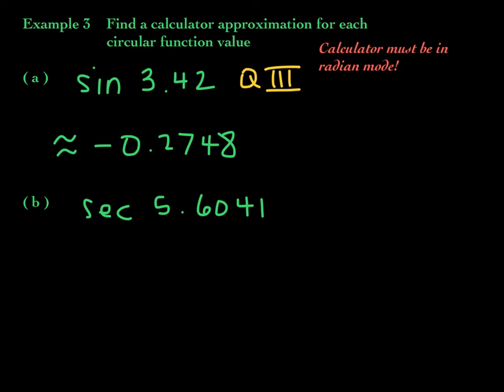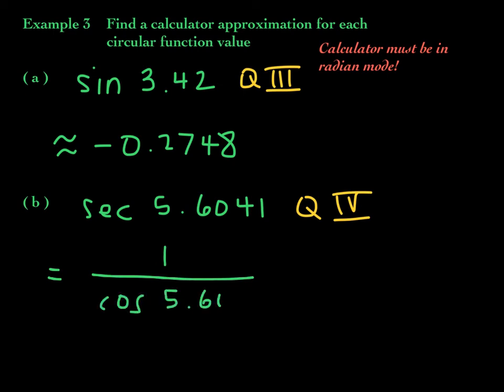The next one is secant of 5.6041. Now this is in quadrant number, do you know? Quadrant number 4, that's right, quadrant 4. And in quadrant 4, secant is positive, so I know my final answer will be positive. Now, in order to find this function value, what you may want to do is use the reciprocal identity. Secant of 5.6041 will be equivalent to 1 over cosine of 5.6041. Okay, you should get approximately 1.2851.